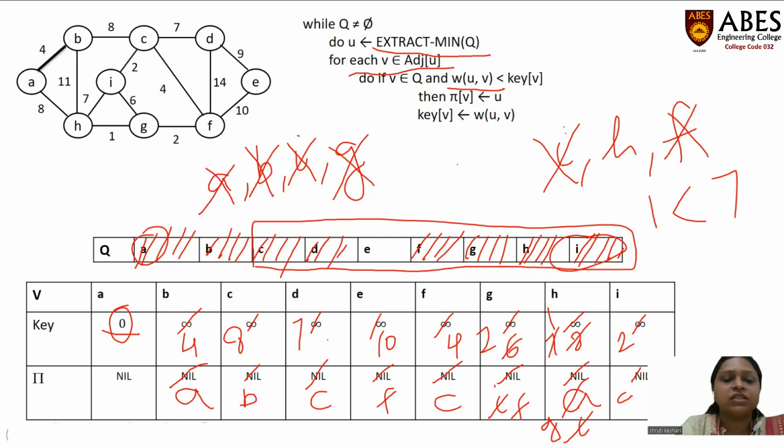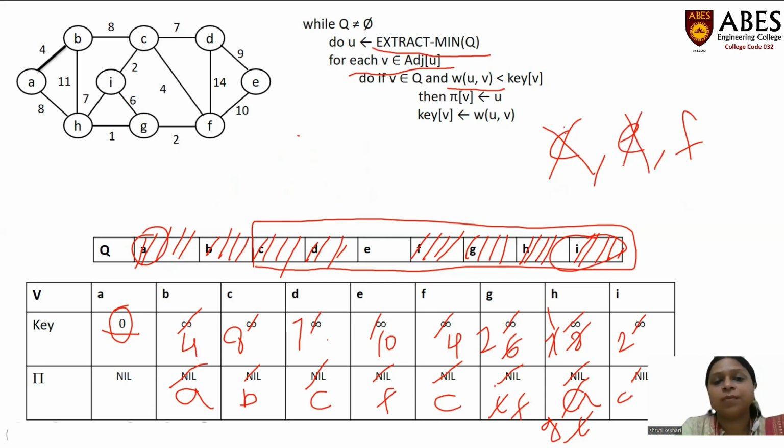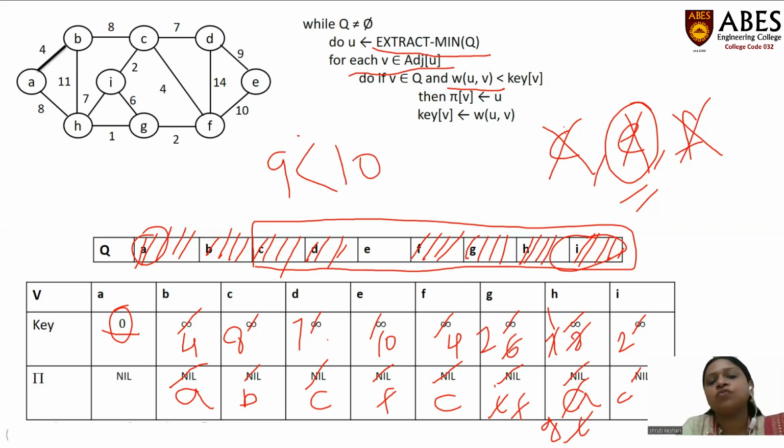We will consider D here and then we'll check the adjacent vertices of D. Adjacent vertices of D are C, E, and F. C is not part of your capital Q, E is also not part of your capital Q, and F is also not part of your capital Q. Sorry, E is the part of your capital Q. Then check the weight of this one. D to E is containing 9 weight, and the current key value of E is 10. Condition is true. Update this one. Parent of E will become D and the weight will become 9.